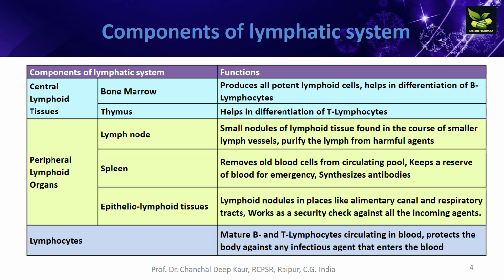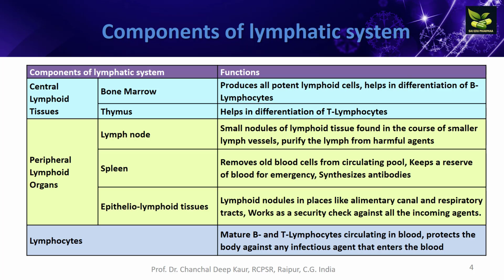Further, when we look at the components, then come central lymphoid tissues. They are very important. First one is bone marrow, which produces all potent lymphoid cells and helps in differentiation of B lymphocytes. And then comes the thymus, which helps in differentiation of T lymphocytes. They are very important components of our immune system.